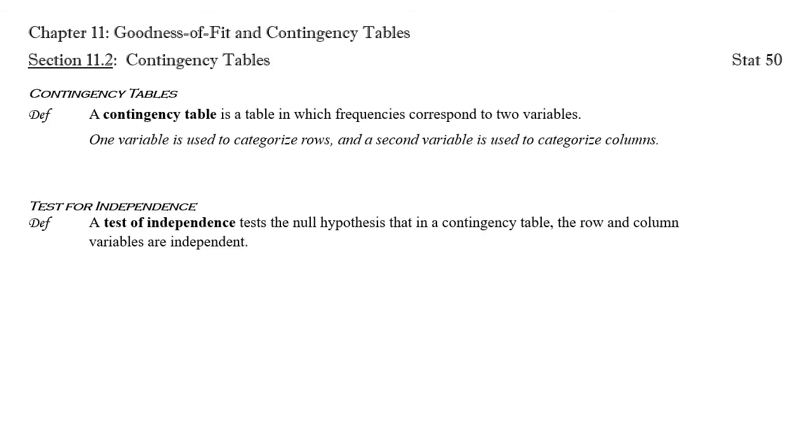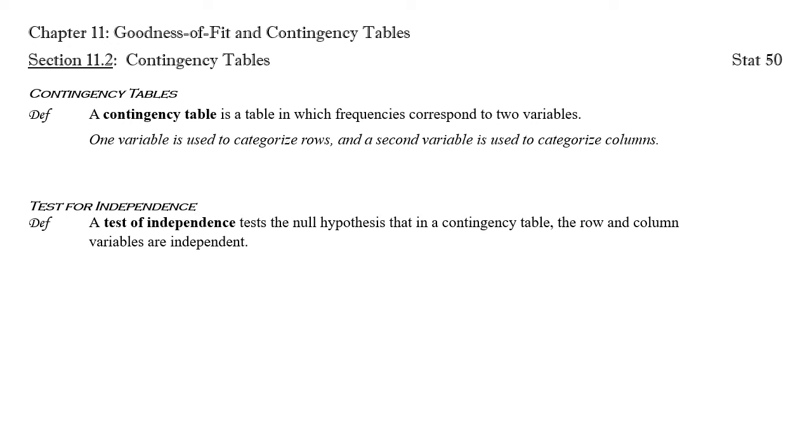So let's define a contingency table. A contingency table is a table in which frequencies correspond to two variables. One variable is used to categorize rows, and a second variable is used to categorize columns. And when we're testing for independence, we're going to be looking for independence between the two variables that represent the rows and columns of our contingency table. So what does that mean?